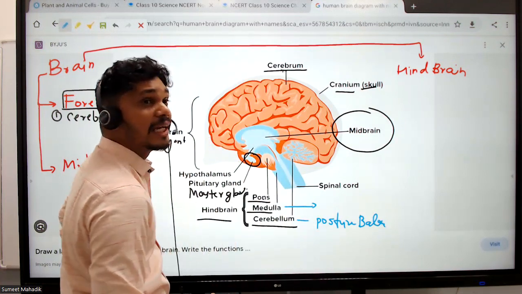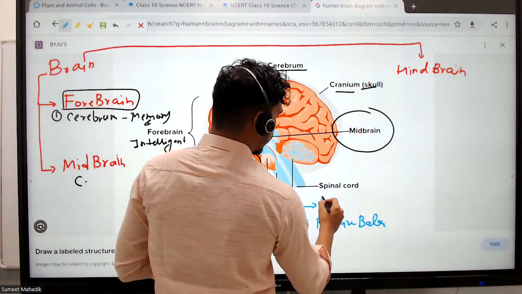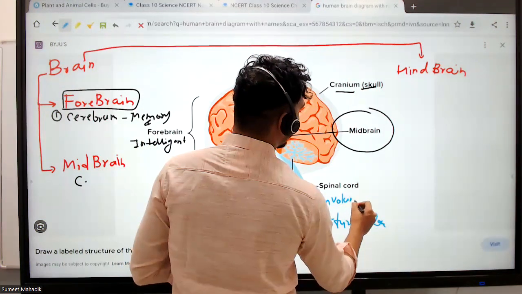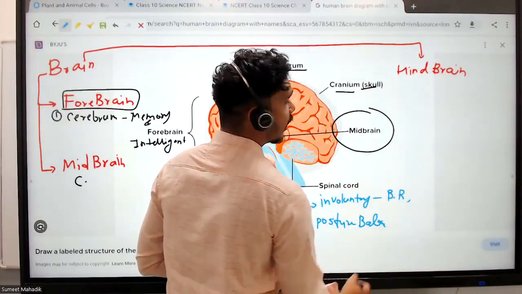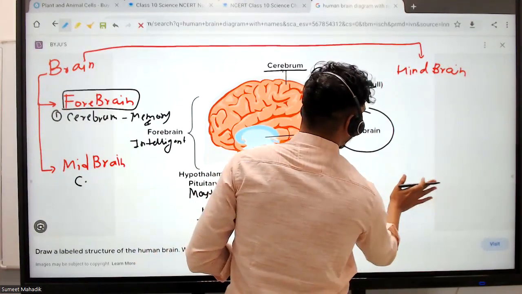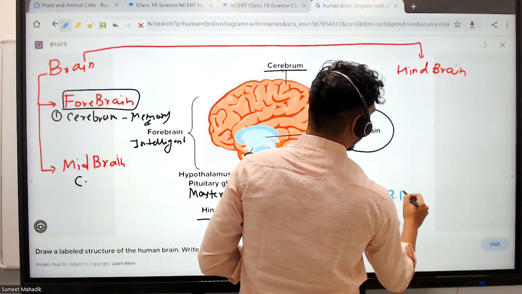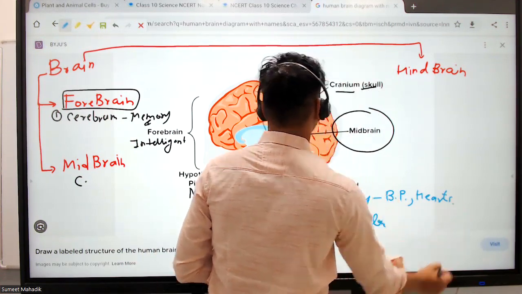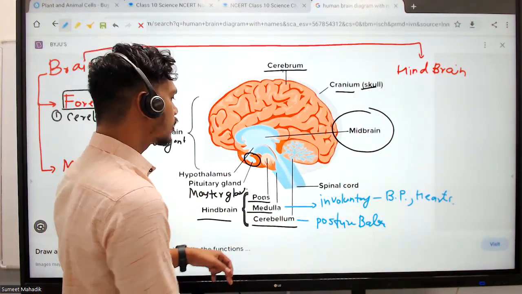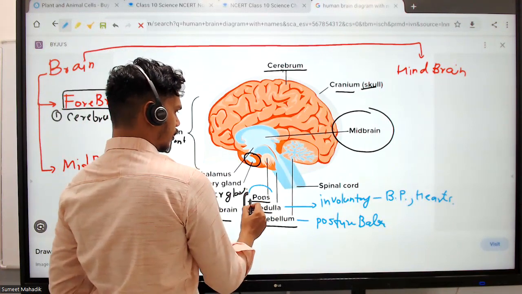Medulla is what? Involuntary. It supports the involuntary actions. What is involuntary action? Like blood pressure, heartbeats, etc. Which is all okay. And pons is the extension.